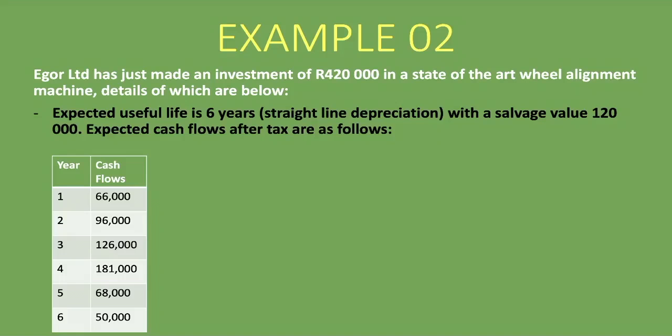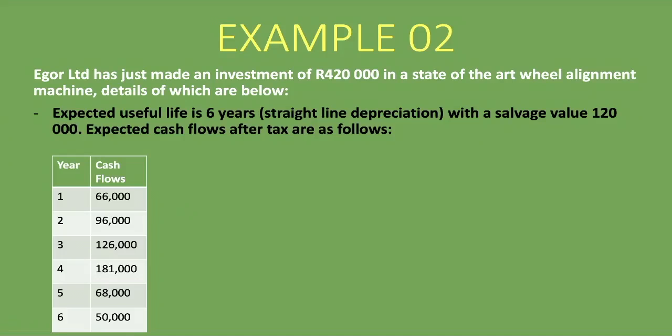We are told here that Ego Limited has just made an investment of 420,000 rand in a state-of-the-art wheel alignment machine, details of which are below. Expected useful life is 6 years, straight line depreciation with a salvage value of 120,000 rand. Expected cash flows after tax are as follows. And we are given cash flows from year 1 to year 6. Now we will not take into account depreciation here. And why is that? Well, because we're given cash flows. If we're given profits, that's when we would have to add back our depreciation. But in this case, we're given the cash flows. So we'll just work with cash flows.